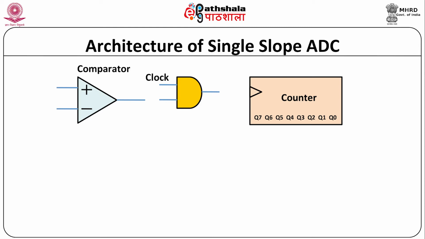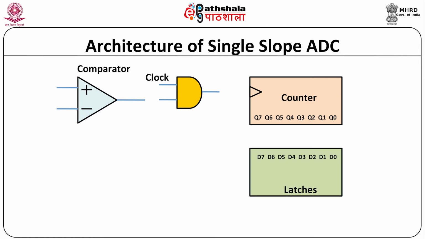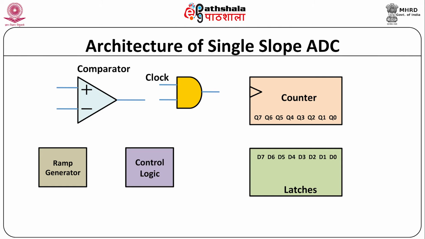This counter counts the applied clock pulses. Normally, an up counter is used in the operation. Another important block of the ADC is the latches. The function of the latches is to lock and store the binary number. The next block in the architecture is the ramp generator. An operational amplifier based integrator circuit is used to generate a ramp or sawtooth waveform. The last block of the ADC is the control logic. It helps in controlling various blocks so as to complete the analog to digital conversion.